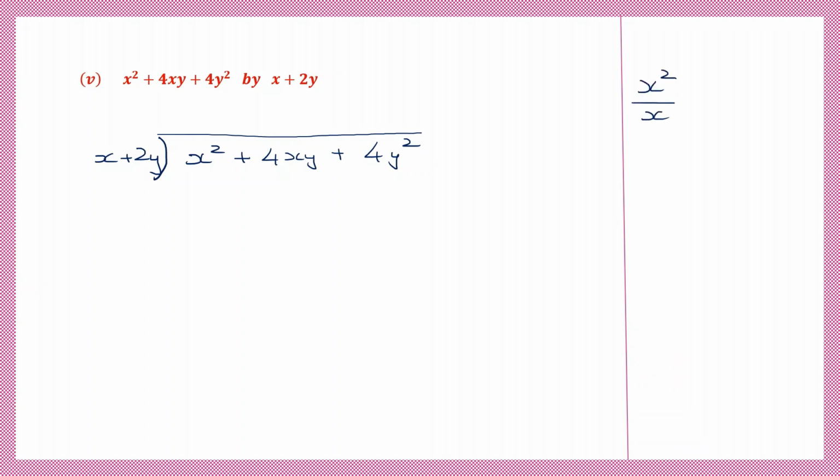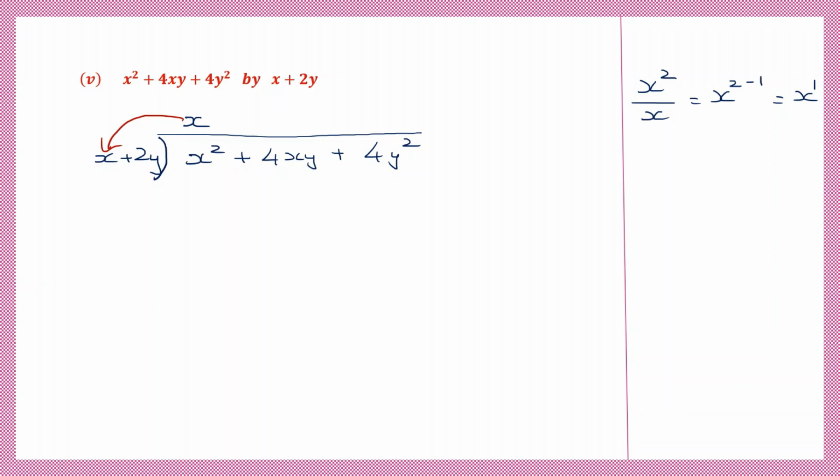Question 5. Let's begin. So we have the dividend as x squared plus 4xy plus 4y squared, and our divisor is x plus 2y. Now take the first term of the dividend and the first term of the divisor and divide it. So x to the power of 2 by x is x to the power of 2 minus 1, which is x to the power of 1. It's just x.